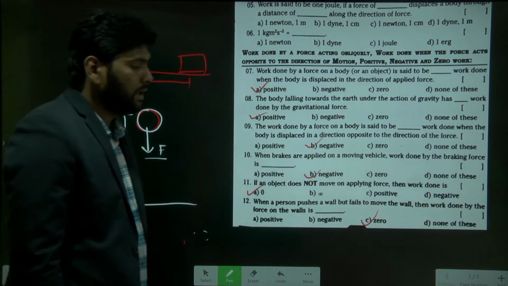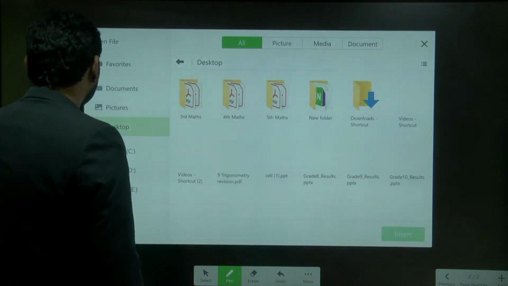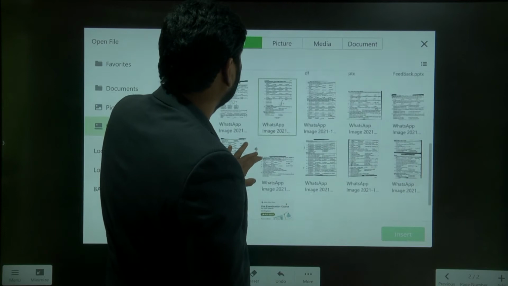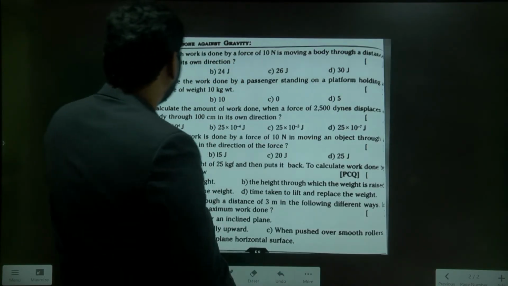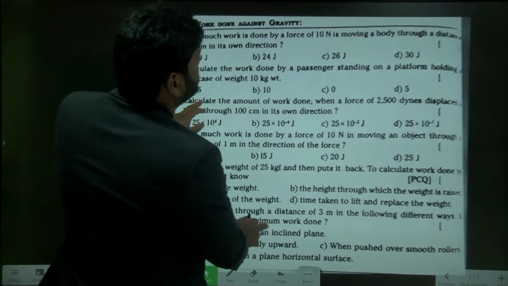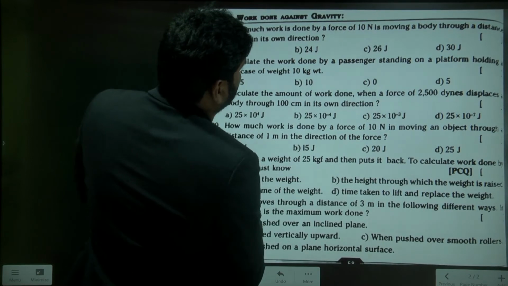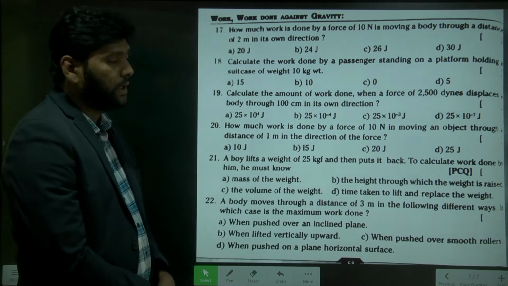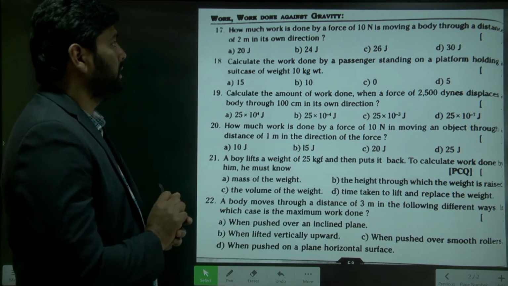Okay. Let me share one more slide for you. So this is your next slide. So the thing is, it depends. I mean, it is work done against the gravity.